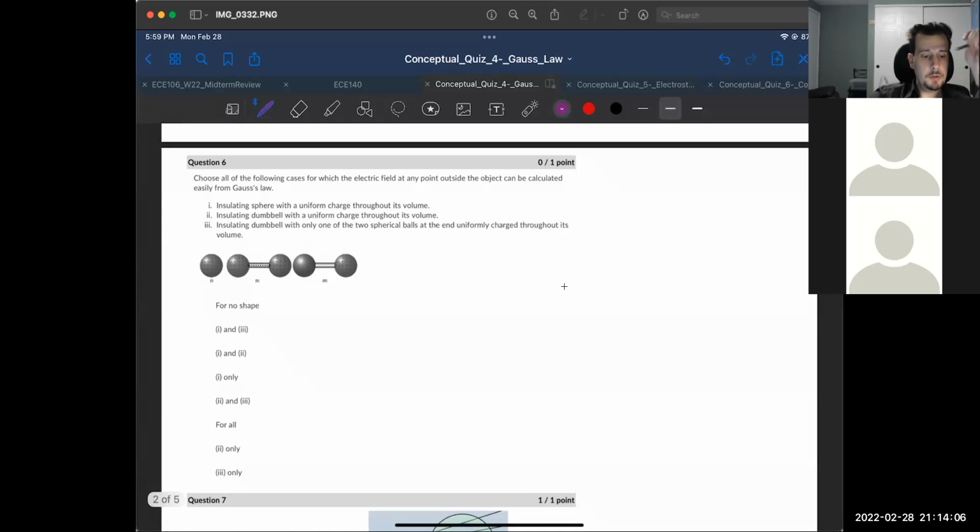All right, so you're saying here, choose the following case for which the electric field at any point outside the object can be calculated easily from Gauss's law. No, not B. What's going on in the third one? I'm a little curious. Is the only one that has charge the right one? Okay, so it's a dumbbell.